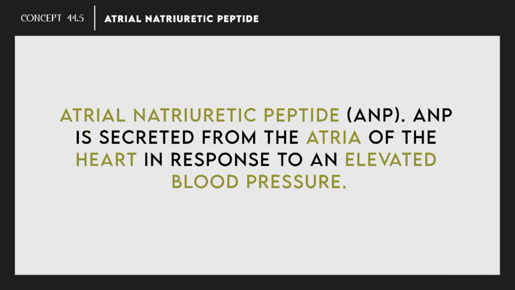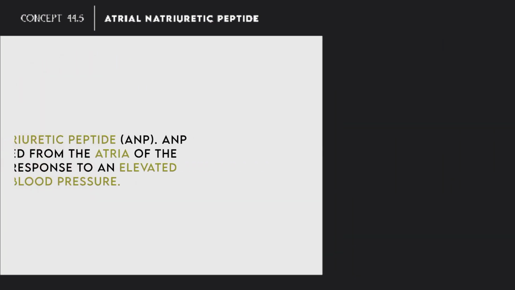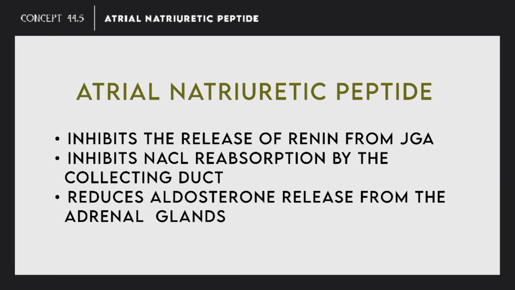There is, though, a hormone that opposes RAS. This hormone is called the atrial natriuretic peptide. Let's just call this ANP. This particular hormone is secreted from the atria of the heart in response to an elevated blood pressure. ANP has a few functions. First, it inhibits the release of renin from the juxtaglomerular apparatus. Second, it inhibits salt reabsorption by the collecting ducts. And third, it reduces aldosterone release from the adrenal glands. These actions lower blood volume and pressure.